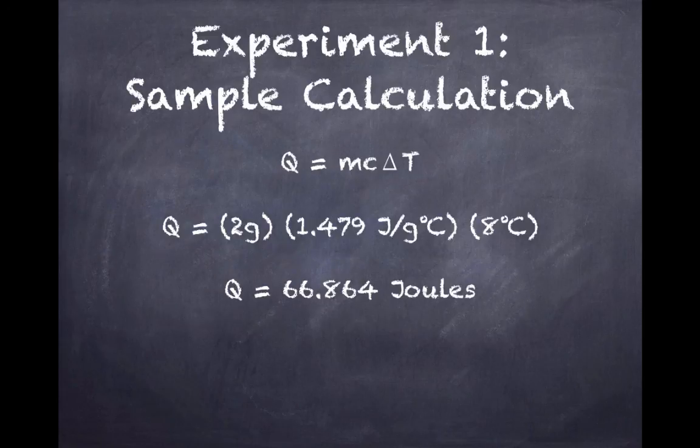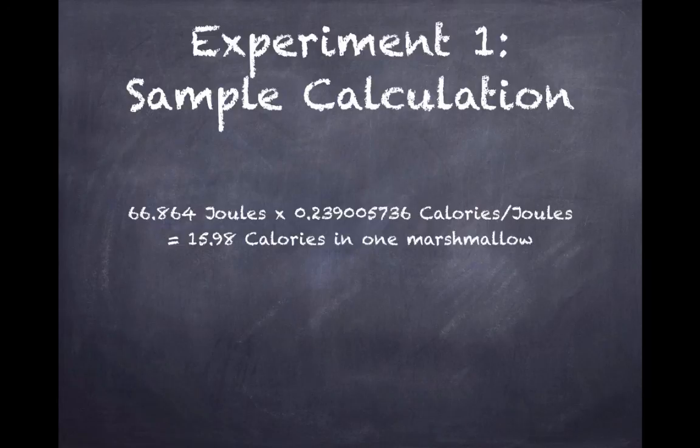So for example, if our marshmallow weighs 2 grams, we're going to multiply that by the 1.479 joules per gram degrees C, and we measured an 8-degree change in the water temperature. This calculation will give us 66.864 joules. Now joules doesn't mean much, so we're going to have to convert that to calories. To do so, use the equation that 0.239005736 calories is equal to 1 joule. In this sample, our marshmallow comes out to be having 15.98 calories.